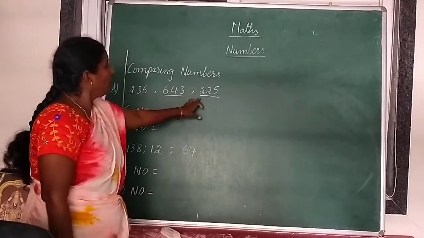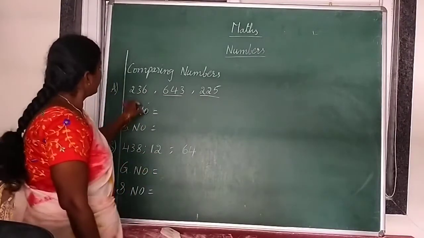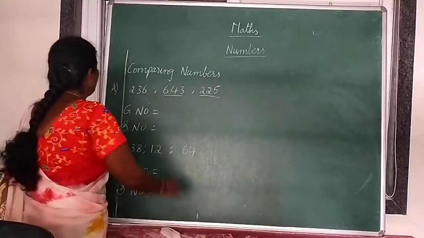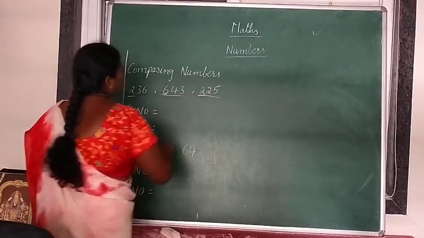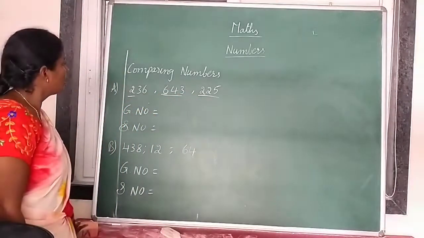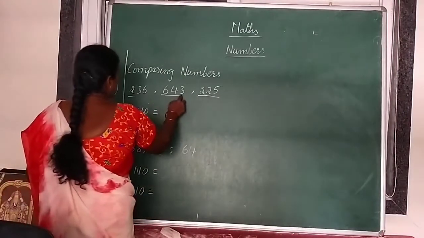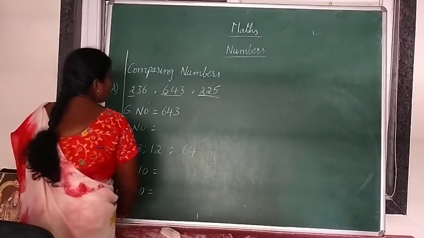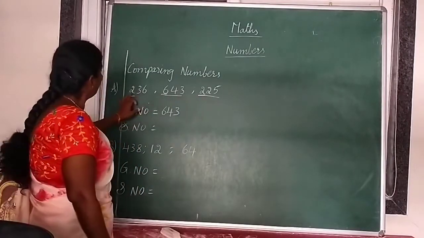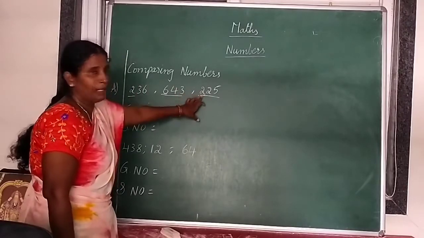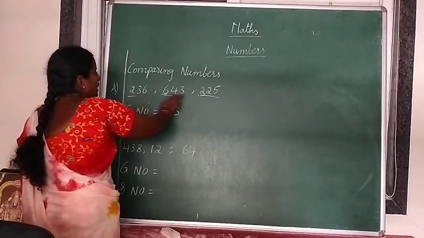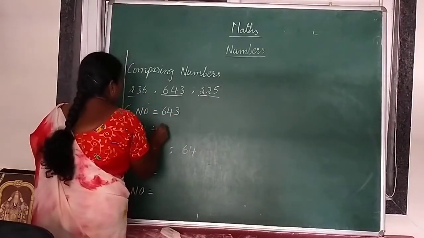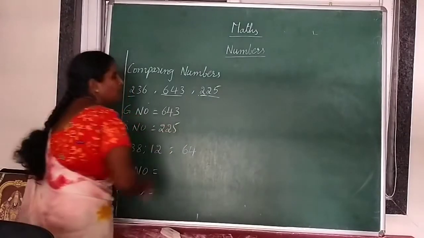Digit numbers, we have to find the greatest number. Which is the greatest number? Same number of digits, no? So compare 2, 6, 2. Which is greater? 6 is greater. So 643 is the greatest number. And next, smallest number: 2, 2, both are same. And next, 3, 2. Which is smaller in that? 2 is smaller. So 225 is the smallest number.